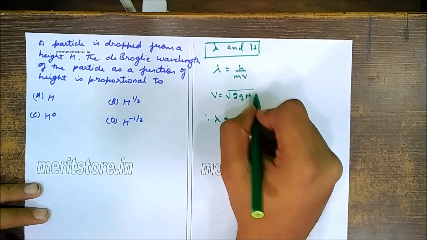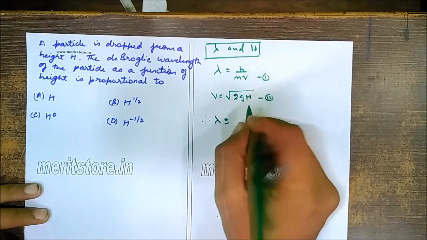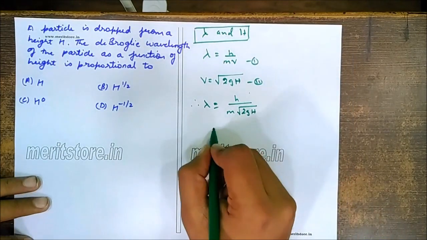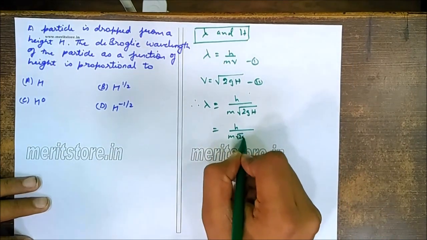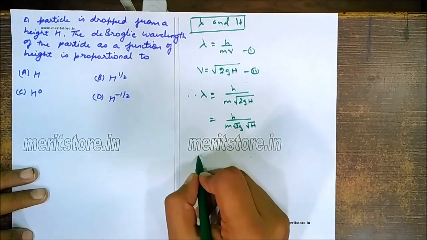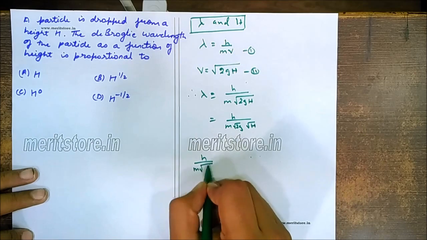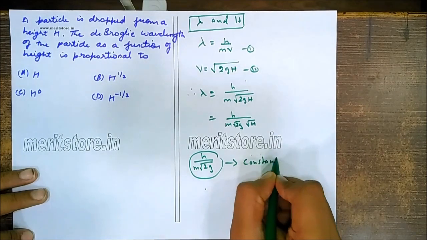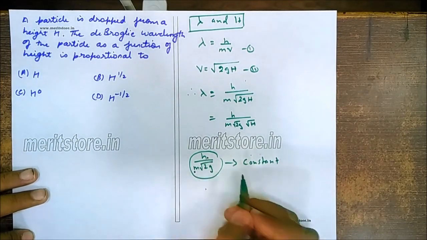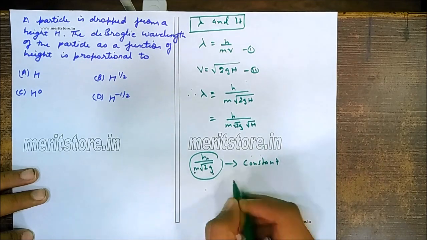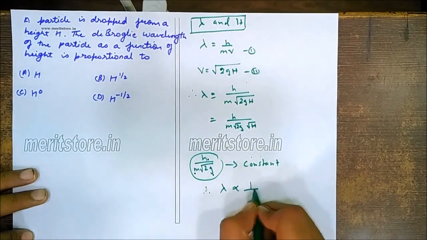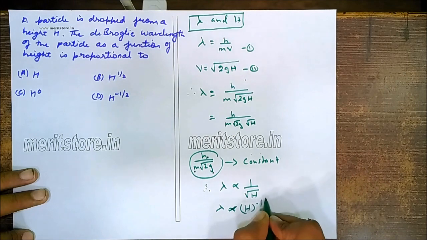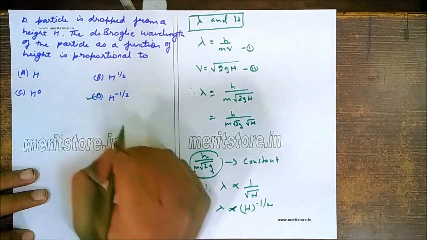Therefore I can substitute the value of velocity in equation 1, it will become h upon m under root of 2gh. So this is h upon m into root 2g into root h. We can say h upon m root 2g entirely is a constant, because mass of the particle is a constant, Planck's constant is constant, g itself is a constant. Therefore lambda is inversely proportional to under root of h. The lambda is proportional to h the whole raised to minus half. Option D.